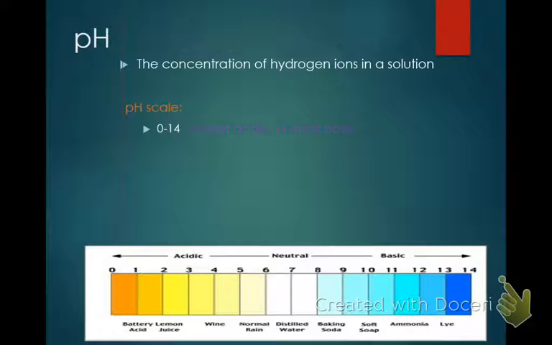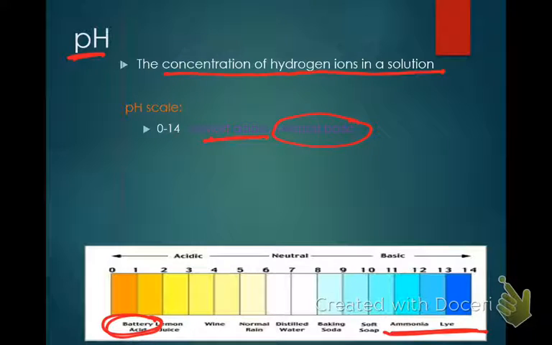We have the pH scale. It's the concentration of hydrogen ions in a solution. It goes from 0 to 14, with 0 being the most acidic and 14 being the most basic, okay? So you can see battery acid is very acidic, ammonia and lye are very basic substances, okay? And just so you know, the pH scale is a measure of the concentration of hydrogen ions in a solution.